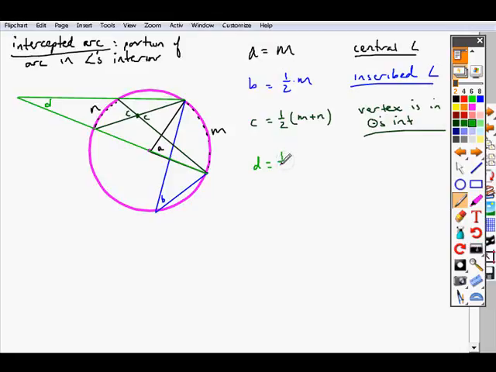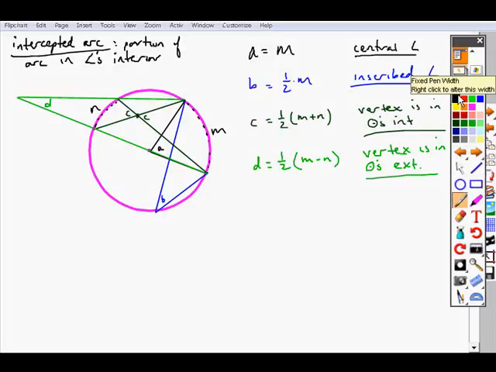And the relationship between these is when the vertex is outside of a circle, the angle measure is 1/2 the difference of those intercepted arcs. Okay, so this is when the vertex is in the exterior of a circle. Okay, so those are the 4 different relationships you can possibly have.